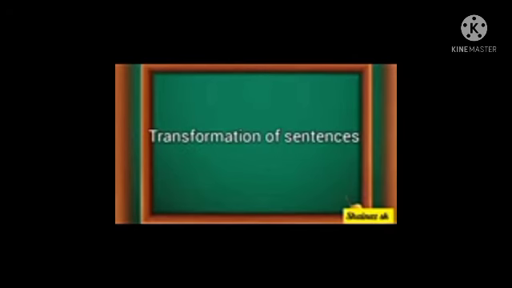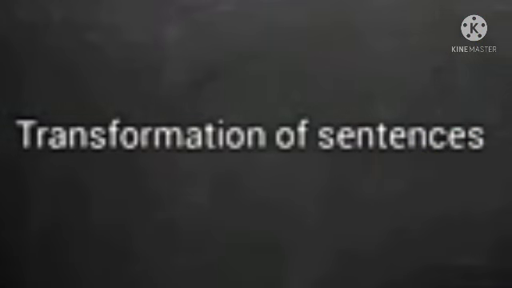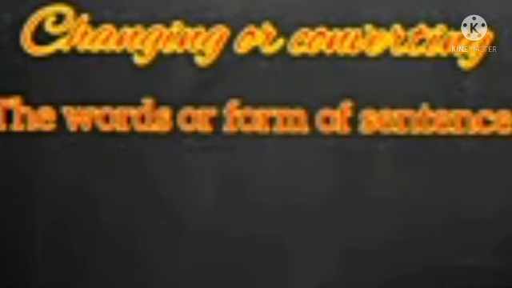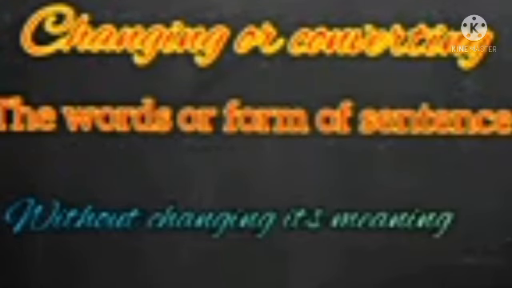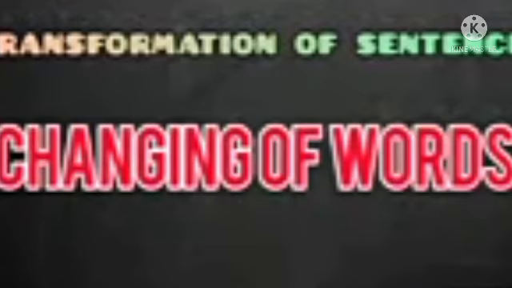Hello everyone, today we will go through chapter number 17 of English language, that is transformation of sentences. Transformation of sentence means changing or converting the words or form of sentence without changing its meaning. Means the meaning should remain intact. And this transformation can be done in different methods. So, in this video, I am going to teach you the transformation of sentences by changing of words.